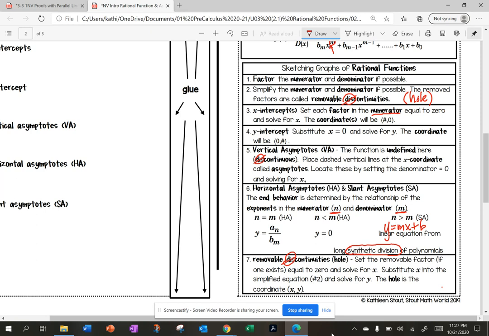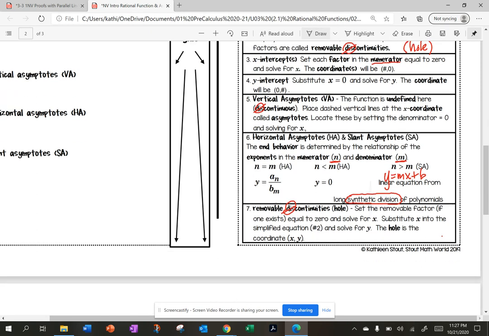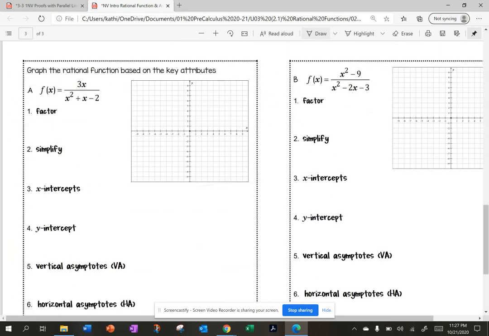Okay, I have 3 examples that I'm going to go through here. I think there's just a lot of steps, but I don't think they're real hard. Okay, graph the rational function based on the key attributes. My equation is f of x equals 3x divided by x squared plus x minus 2.